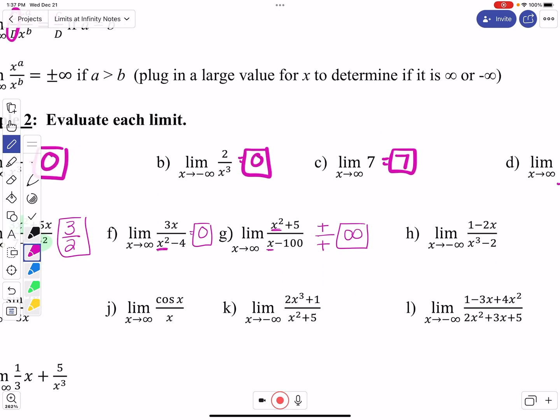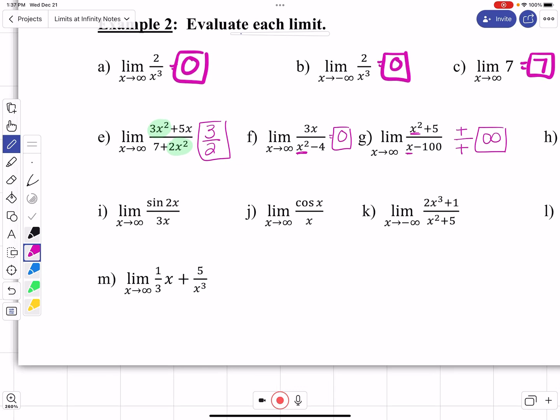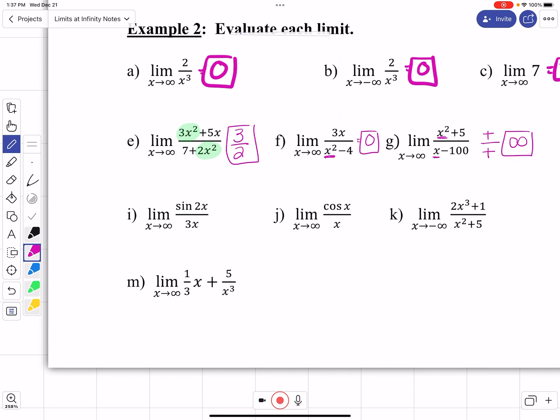On our second one, the bottom is a bigger power, so that means we are going to approach 0. All right, when we're involving sine or cosine, we have a property that says that the limit as x approaches, and it can be positive or negative infinity, of the sine of x over x equals 0.